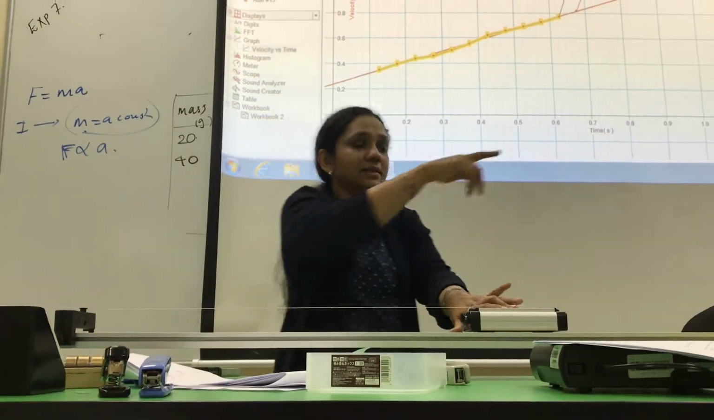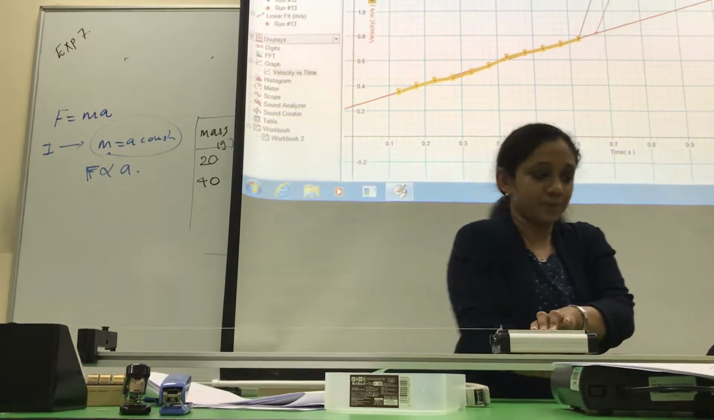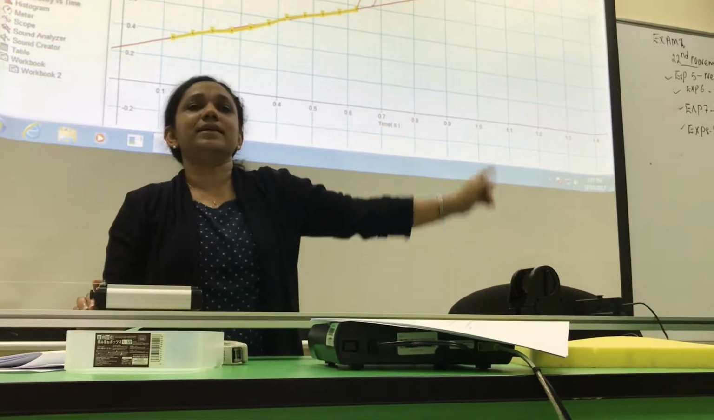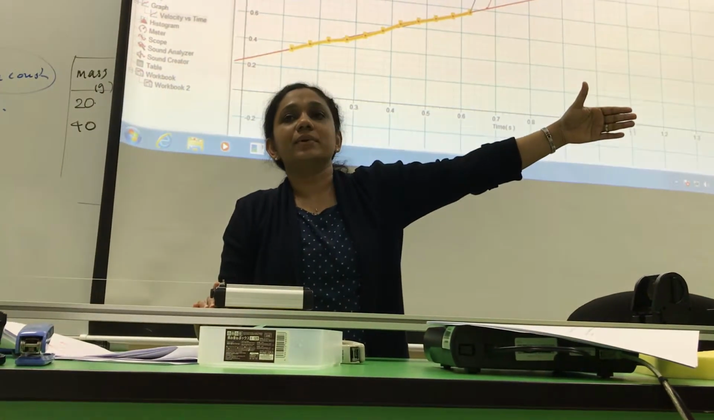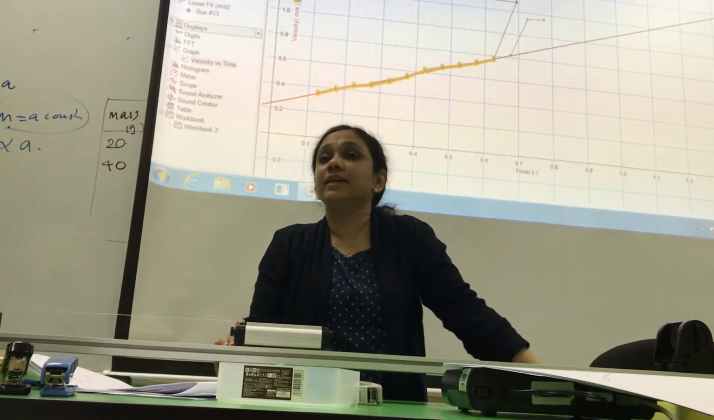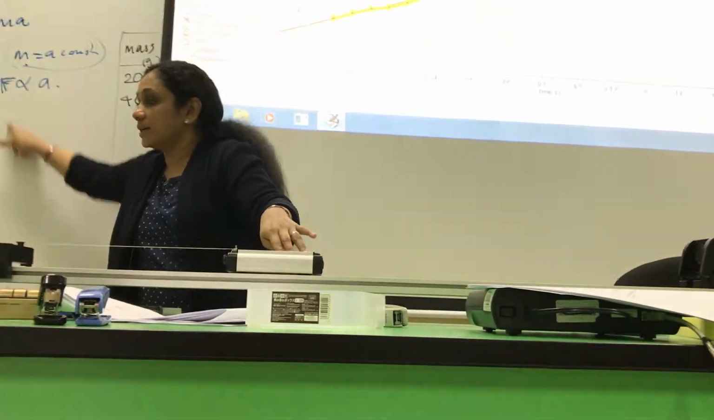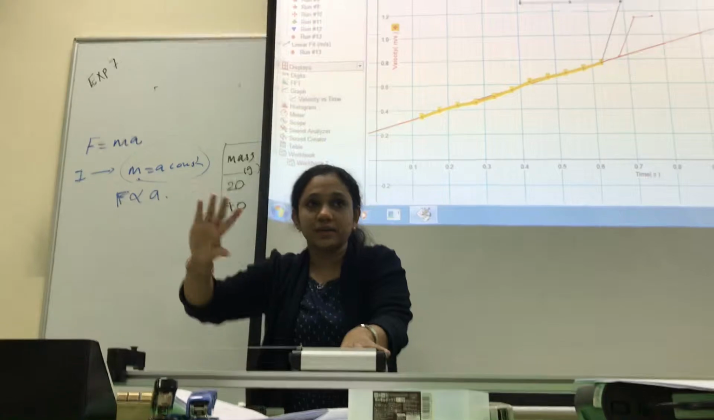When force increases, the acceleration should increase. That is the experiment. Here also, same process. Release, start the button. You will get a linear graph. Take the slope, linear fit. Then you will get the acceleration for this force. Okay, so as force increases, the value of this acceleration should increase.